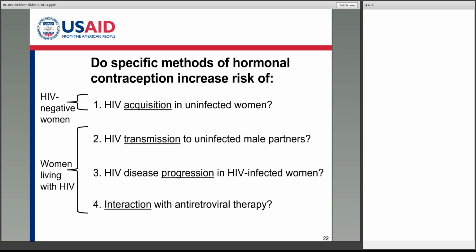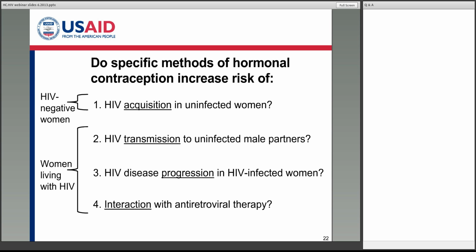So for example, does using a method of hormonal contraception impact the risk that she will transmit HIV to a male sexual partner, or the risk that her own HIV disease will progress more quickly to AIDS or death? And finally, if she's using antiretroviral therapy and a method of hormonal contraception, are drug interactions expected? So today, I won't be reviewing data for that last question on drug interactions, but I'd be very happy to answer questions about it afterwards, as I do think it actually raises some interesting programmatic issues.